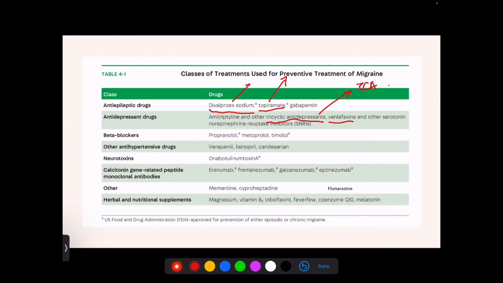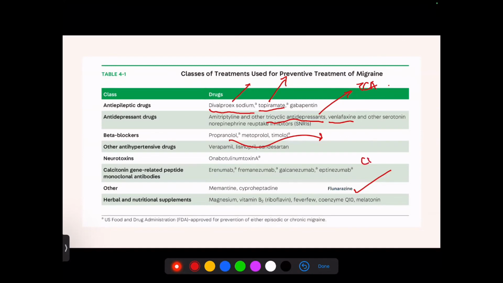So what suits the patient? If the patient is very anxious, maybe beta blockers. So these are some of the drugs that you can give to decrease the number of headaches. Also very important, flunarizine is one of the drugs that is used in Europe and Pakistan. It is one of the well-tolerated medications that you can use to reduce the number of headaches.